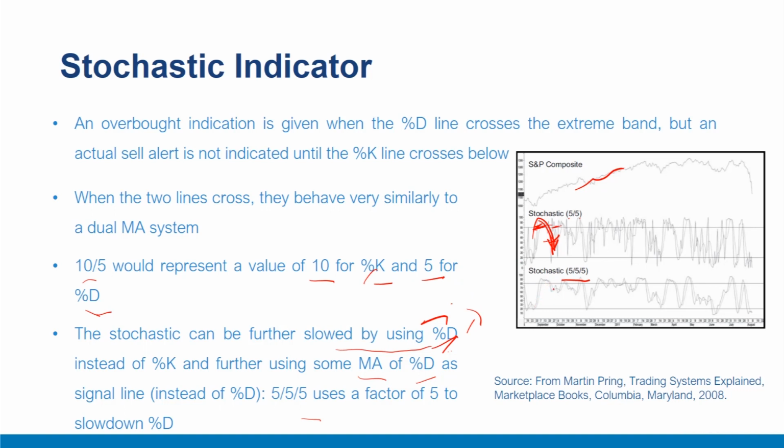Now again, signal generation is the same. We examine points at which the slowed down percent D line crosses the overbought level, and then see when the faster percent D line crosses its moving average from above to down or down to above. Signal generation occurs, but the actual final confirmation comes from the price action itself.